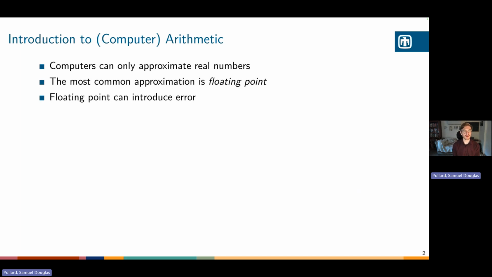This has been a tremendously successful abstraction, so much so that it is hard to buy a computer, other than maybe some small embedded systems, that doesn't have floating point units. And computers are often measured by their floating point operations per second, or flops. However, floating point, because of its limited precision, can introduce error.